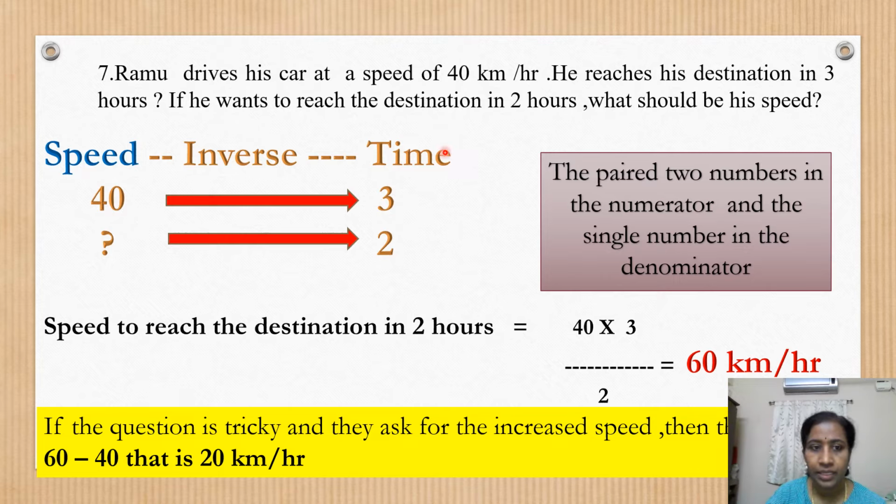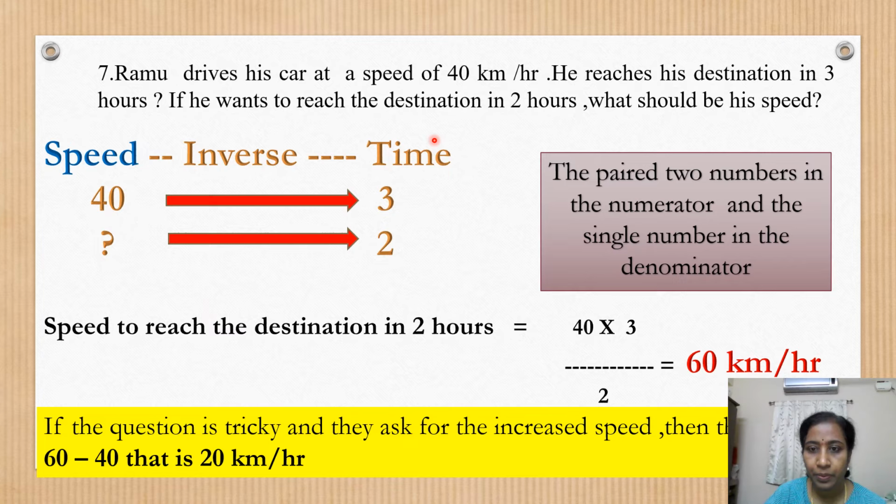And here, these kind of problems, you have to notice one thing. The question is what should be his speed, and the answer is 60 kilometers per hour, right? Whereas, if the question is what should be his increased speed, just one word extra, increased speed, then currently I am driving at 40 kilometers per hour. I am increasing the speed to 60 kilometers per hour. So the difference, 60 minus 40, 20 kilometers per hour, will be the answer.